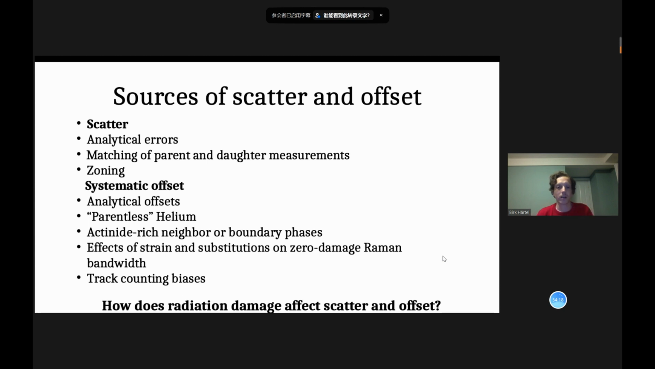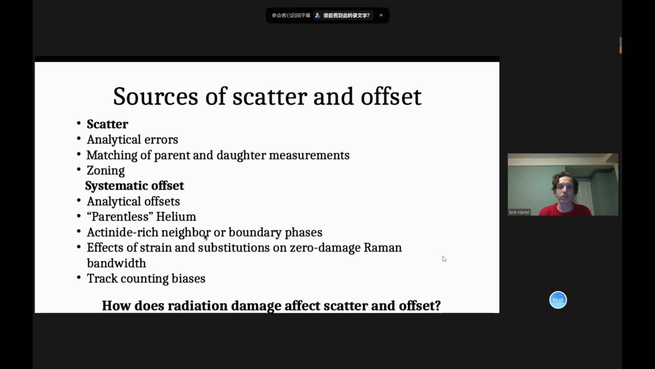We can also have actinide-rich neighboring phases that may have still been attached to the grain during the analysis. In Raman dating, we also may have problems with strain and substitutions. As I told you yesterday, chemical substitutions probably do not affect the Raman spectrum very much, but I think strain can actually be a problem in this case.